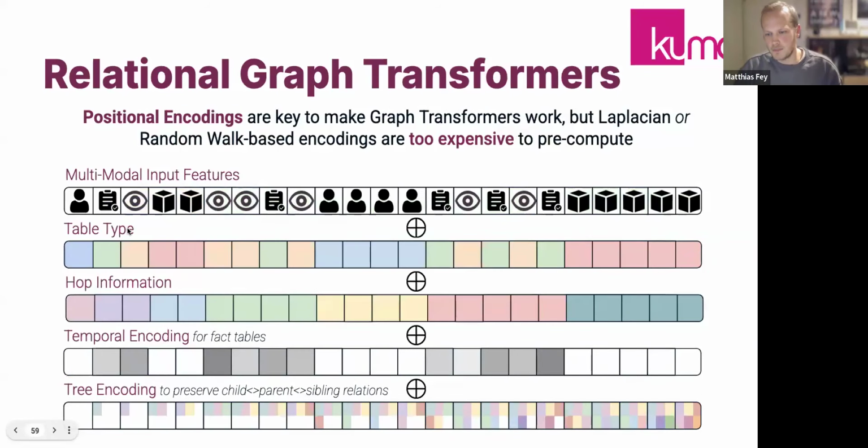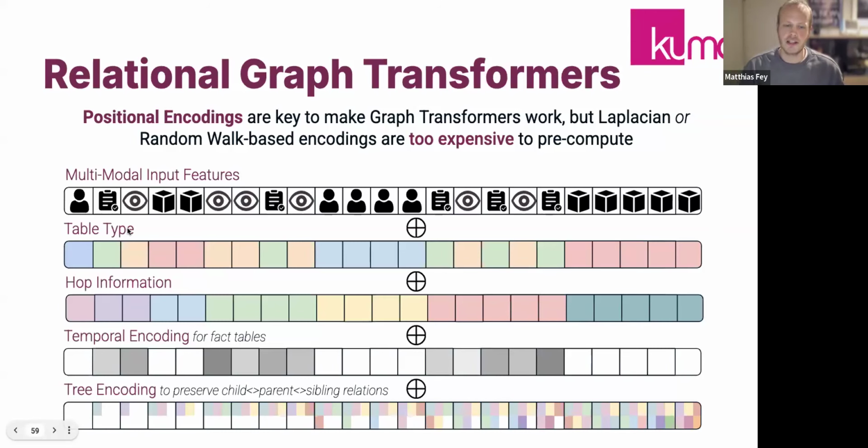The key to making graph transformers work, as we have learned, is to add positional encodings that preserve the graph structure or the heterogeneous information. But in our case, since we want to scale to supermassive large graphs, Laplacian or random walk-based encodings are too expensive for us to pre-compute. So what we can do is take this multimodal heterogeneous input features that we have added here as a set of tokens, and add positional encodings to them.